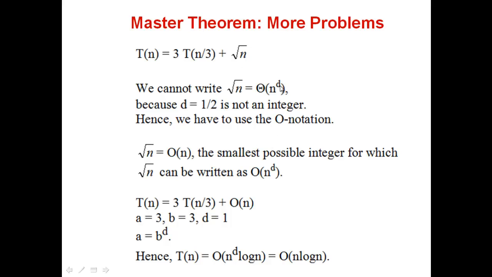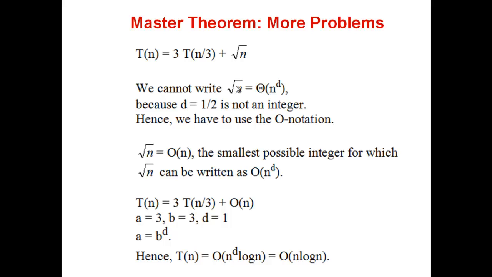I cannot write d to be 0 or 1, because theta of n raised to 0 is theta of 1, and that is not square root of n. Then if it is 1, it will be theta of n, that's not square root of n. Square root of n is different from n. So the only way we can write theta is writing there d to be half. So in that case, f of n is theta of n raised to d, or square root of n is theta of n raised to half.